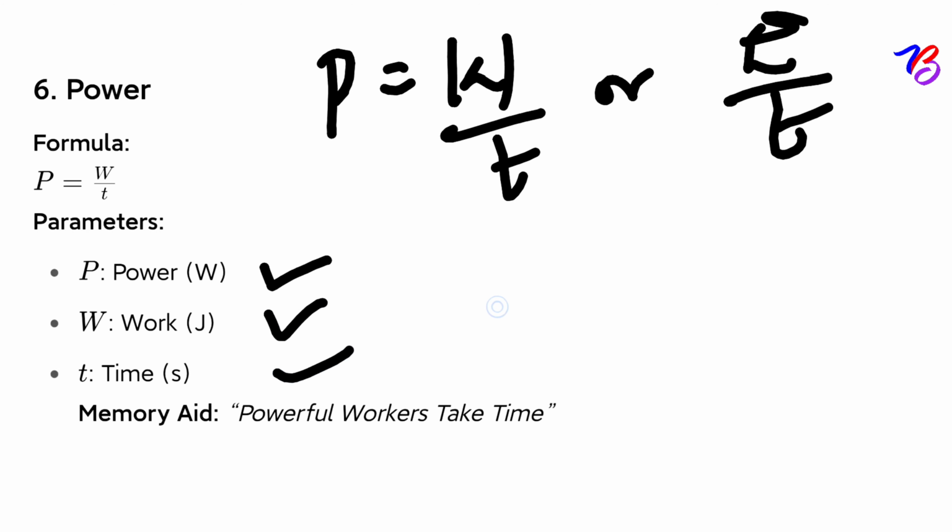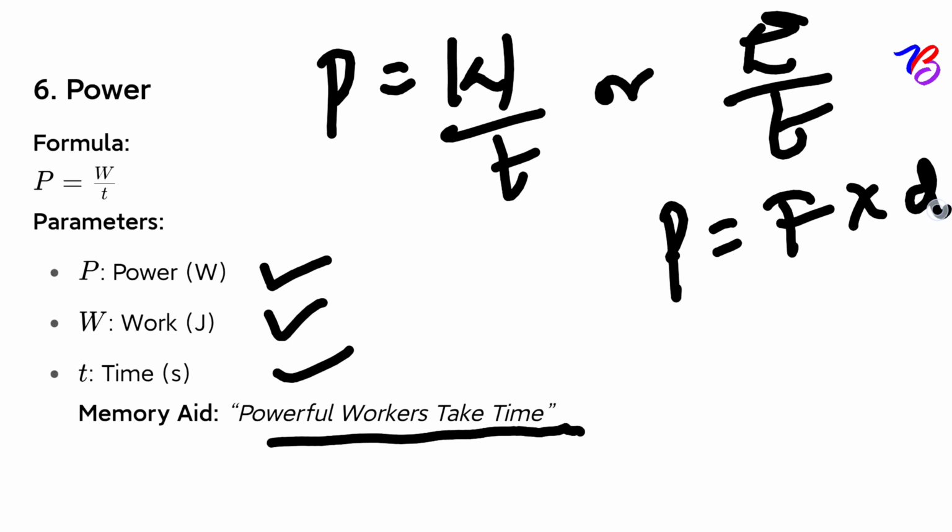So 1, 2, 3 captured. Memory aid: Powerful workers take time. Powerful workers take time. So with this, you'll be able to memorize the formula for power. Also, don't forget that power is equal to force times distance over time. This is also the formula for power.